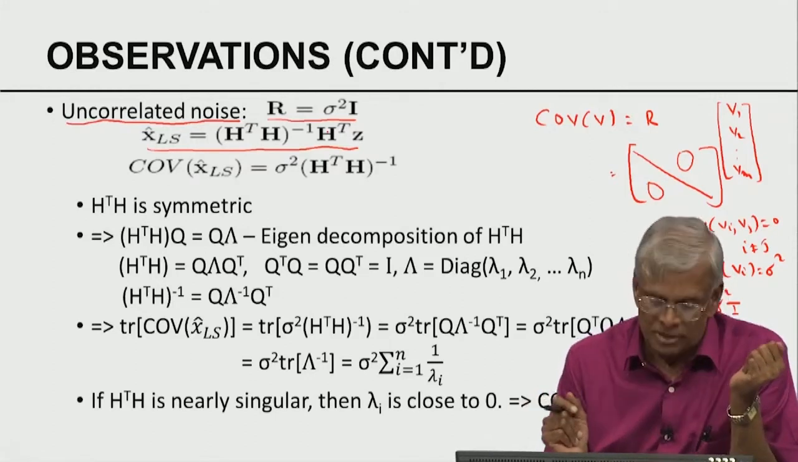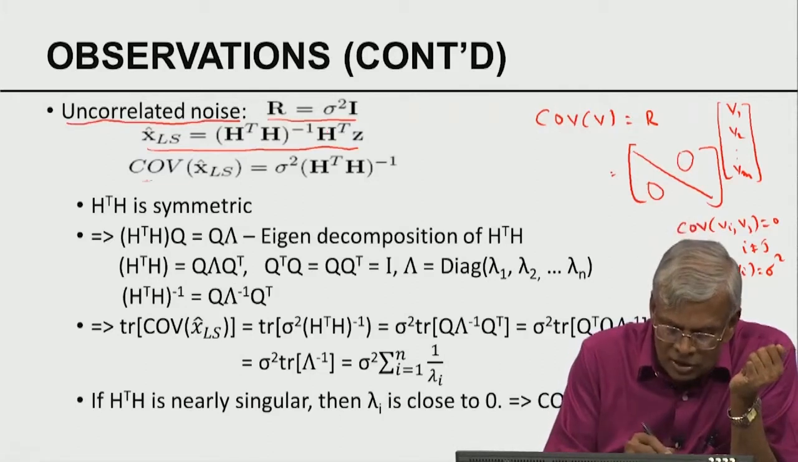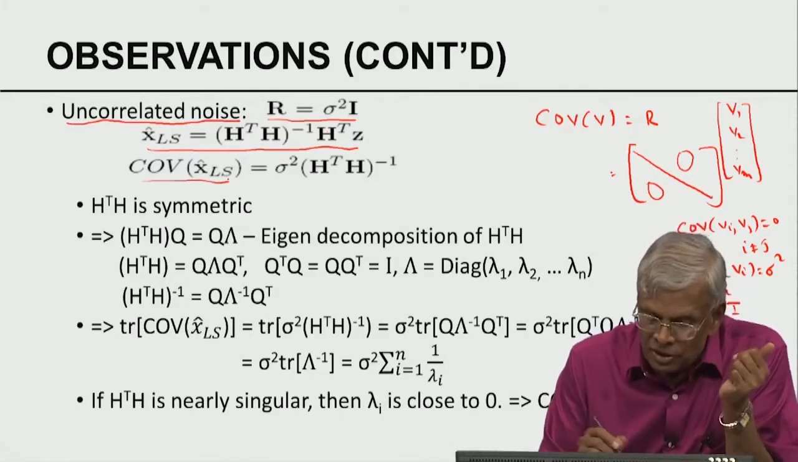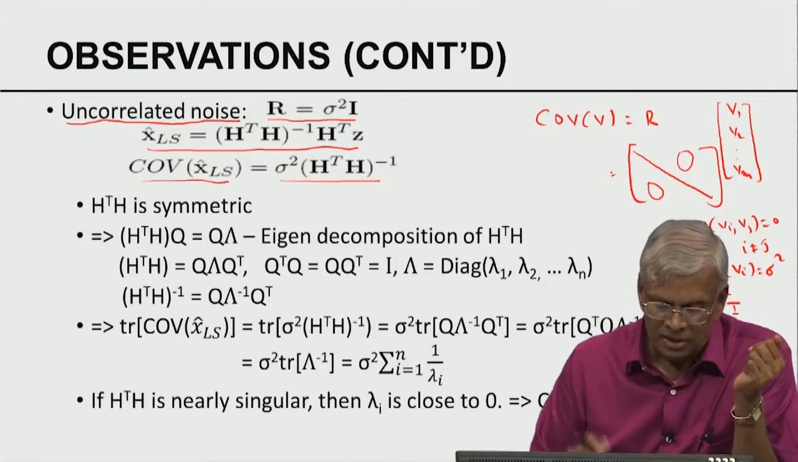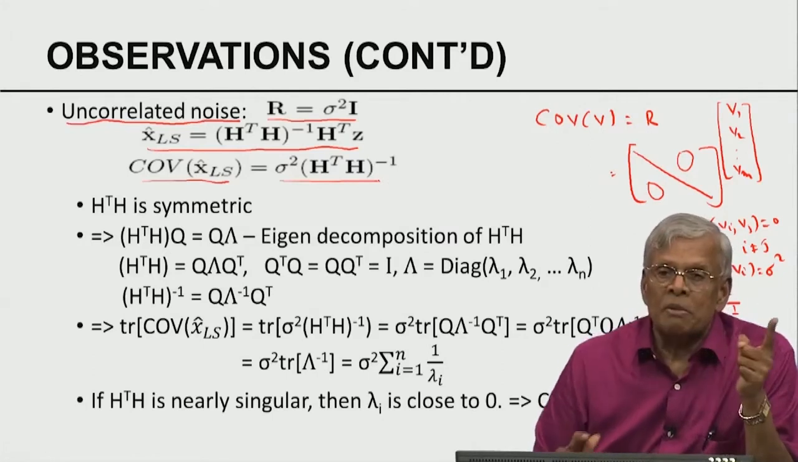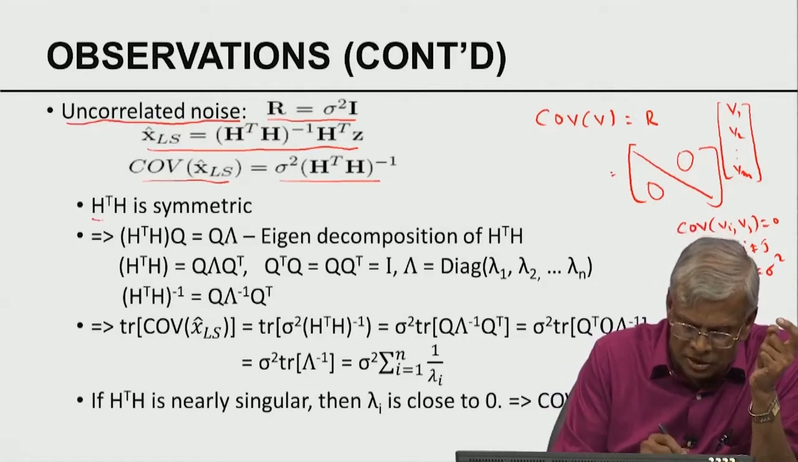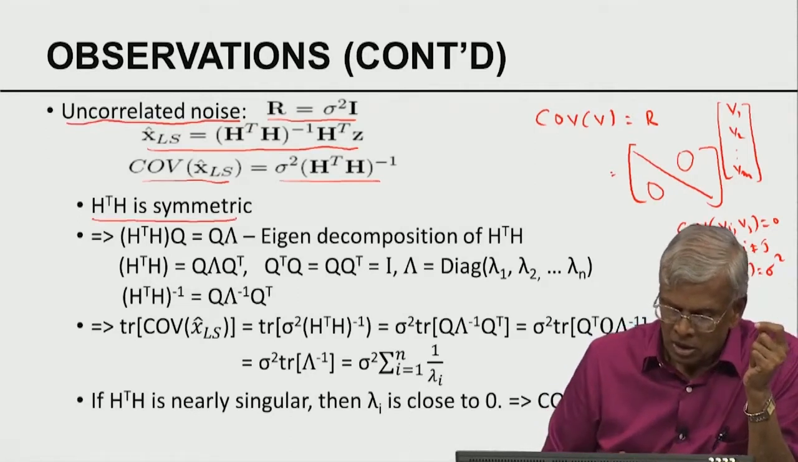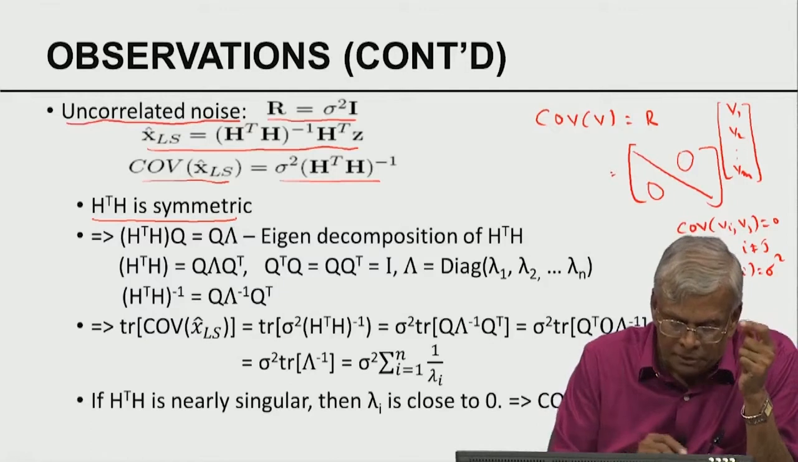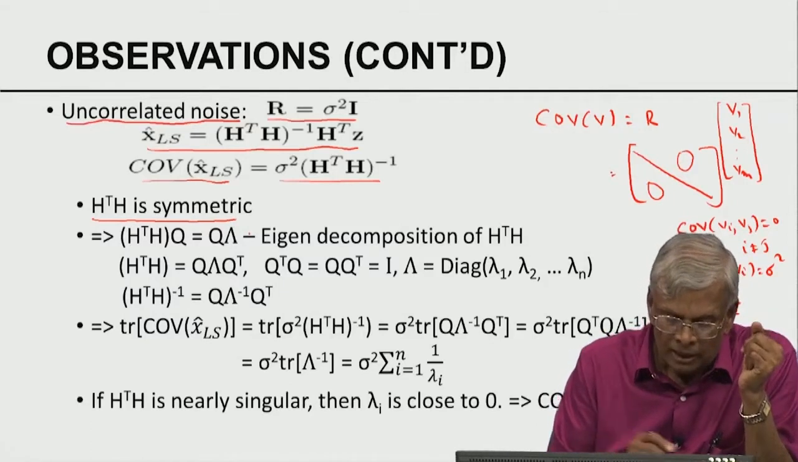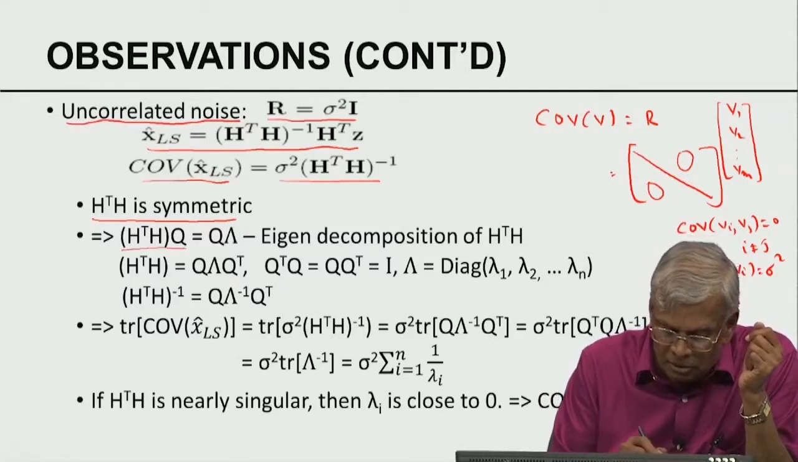That is the nature of the expressions in here. The covariance of this is simply the inverse of the Hessian, which is given by H transpose H. You remember that? That is the Gramian. H transpose H is symmetric. If I do an eigen decomposition of H transpose H, I get this.